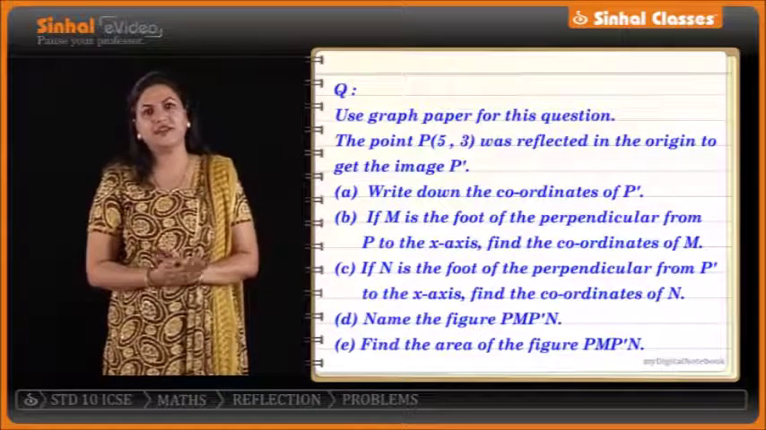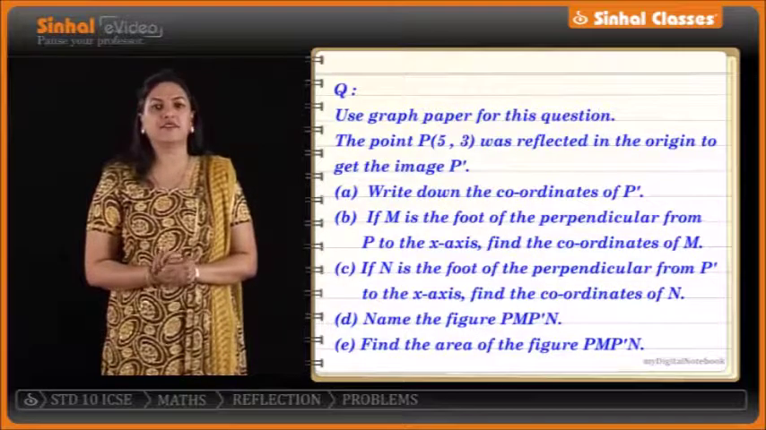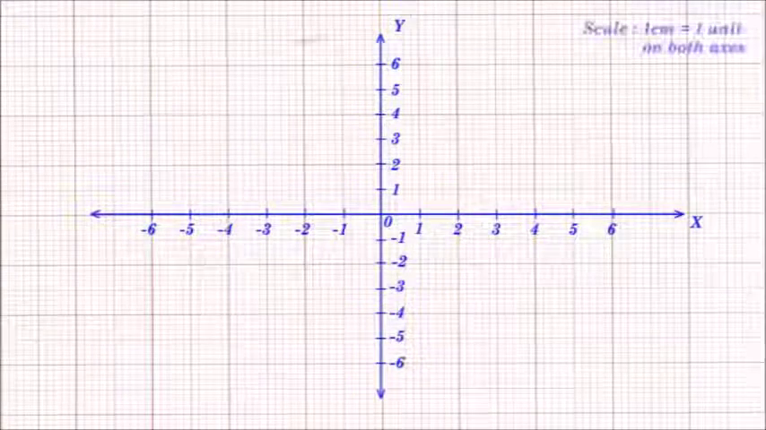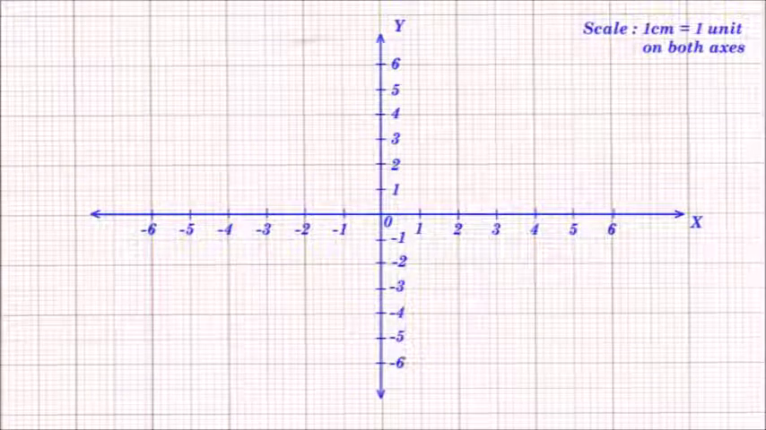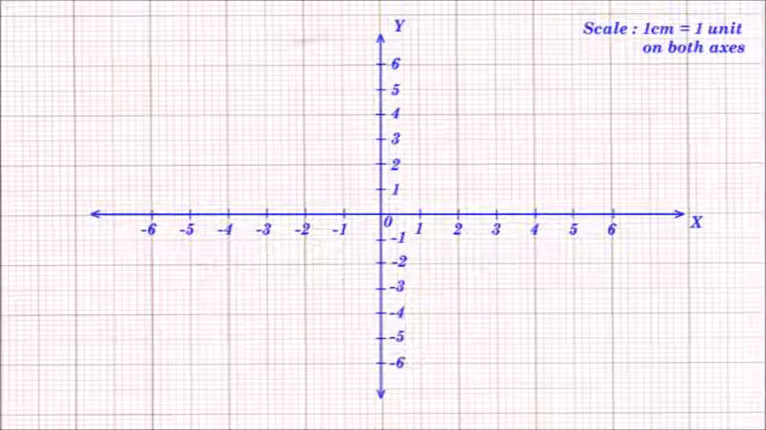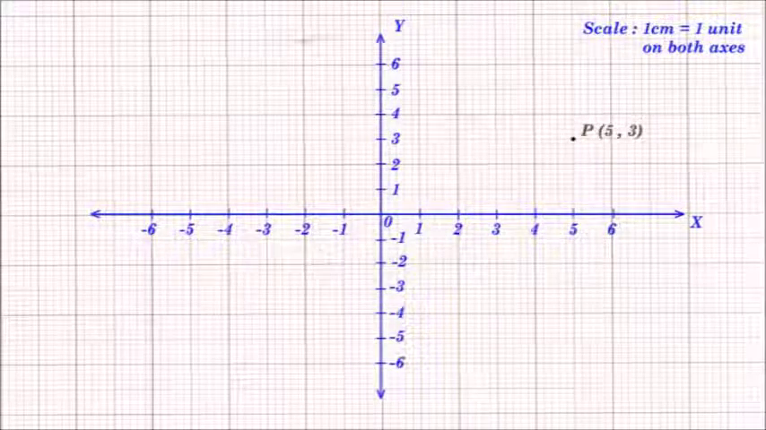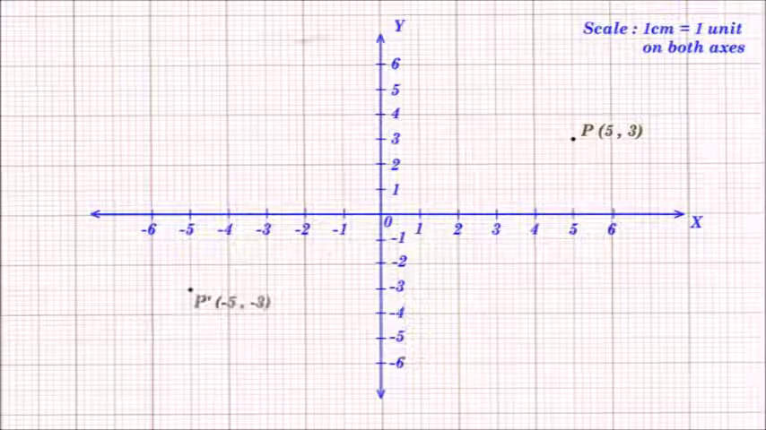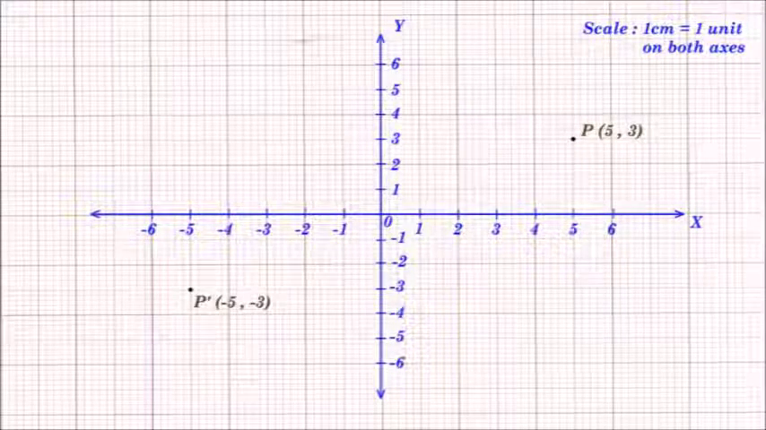Now in this case, we will obviously use the graph sheet. First take the graph sheet, draw the x-axis and the y-axis. We name the x-axis as x and the y-axis as y. We plot the point P with coordinates (5, 3). Now we want to reflect P in the origin to get P dash. So the coordinates of P dash will be (-5, -3). Now we have P dash also.